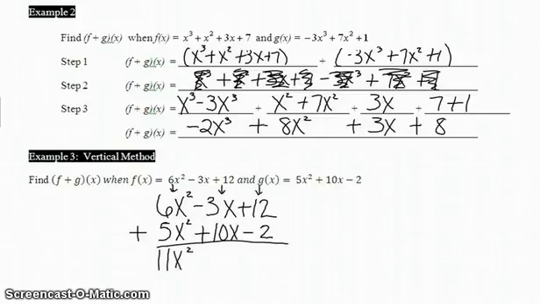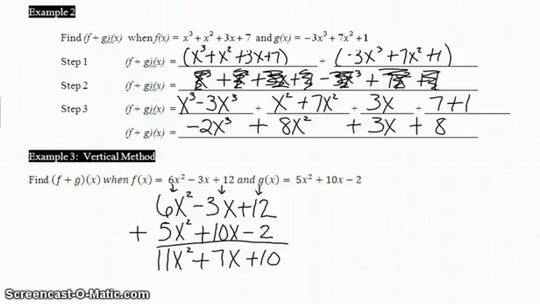Negative 3 plus 10 is a positive 7. And 12 minus 2 is a positive 10. So we get 11x squared plus 7x plus 10. Many students find that vertical method easier to use.